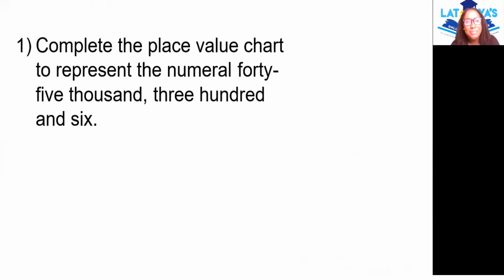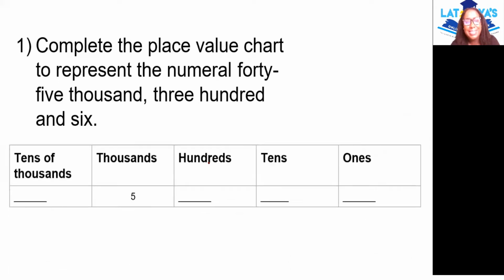Question number 1. Complete the place value chart to represent the numeral 45,306. They already wrote the place values for us, so all we have to do is fill in the missing digits. So it's 45,000. So 4 is going to come under the tens of thousands column. 45,306. Not 60, but 6. So 0 is going to come into the tens. So there we have it, the end of question 1, 45,306.